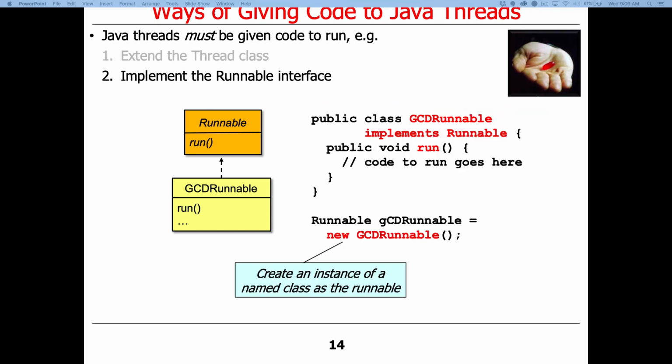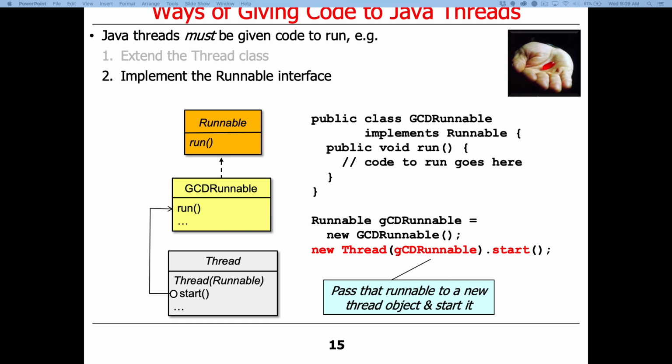One way to do this is to create a class. So here we have class GCD Runnable implements Runnable with the run hook method. And then we could say new GCD Runnable. So that's one way to do it. That's a sort of an explicit or overt way of creating a runnable.